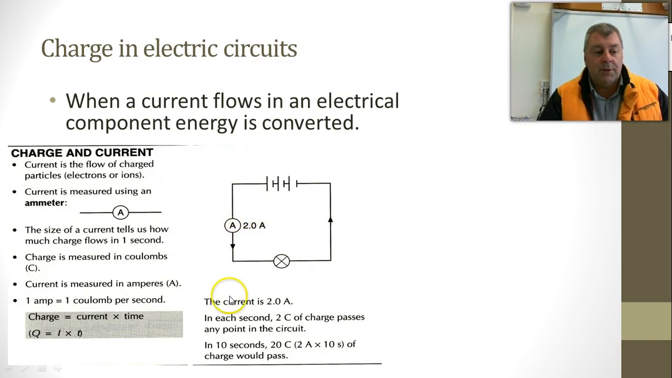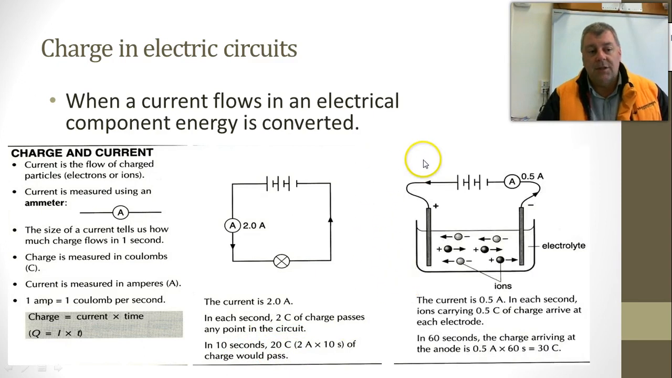But you're getting 2 amps. So the current is 2 amps, capital A. In each second, 2 coulombs of charge passes through any point in the circuit. So in 10 seconds, you would get 20 coulombs of charge passing through each part of the circuit. Does that make sense?